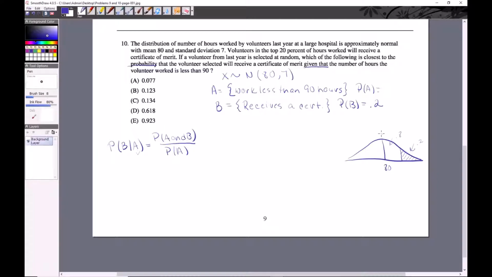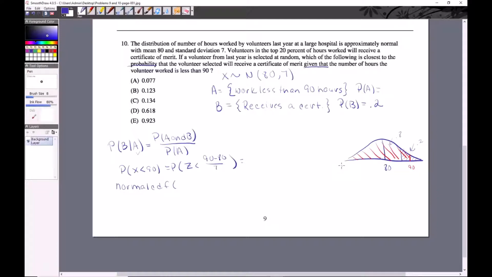All right, the probability of A is, we've already defined it as working less than 90 hours. So let's just for grins locate 90 somewhere up here. And so that would be all of this, right? Working less than 90. So we can figure that out with standard normal calculations. So the probability that X is less than 90 is the same as the probability that z is less than (90 minus 80) over 7. And that's just a normal CDF.